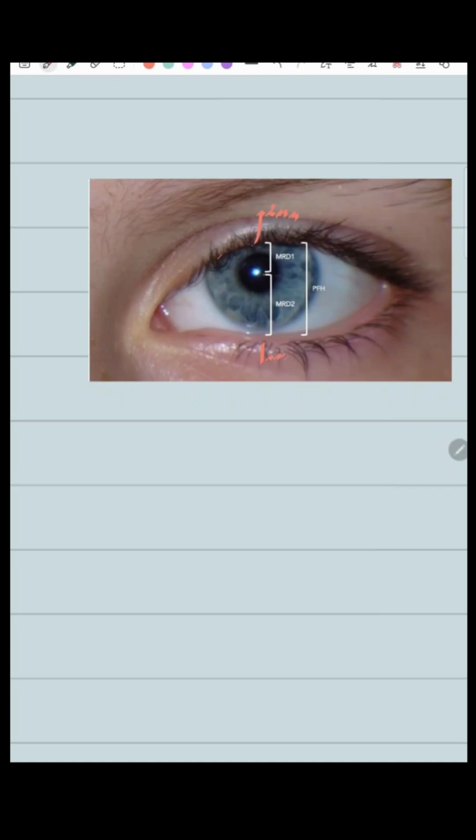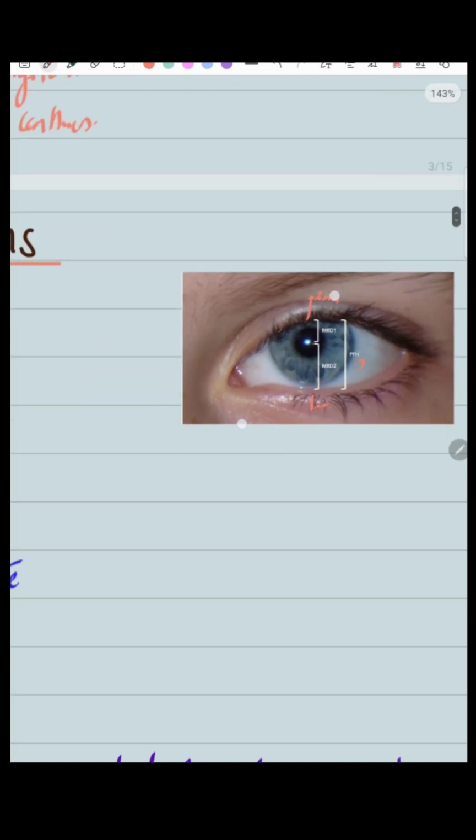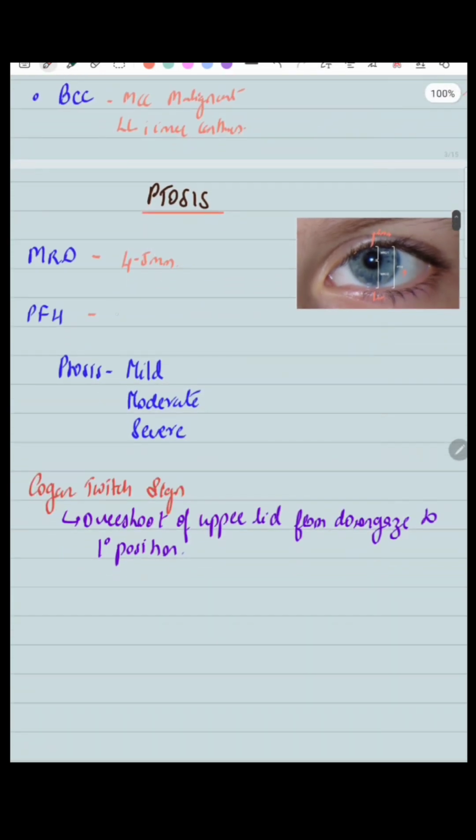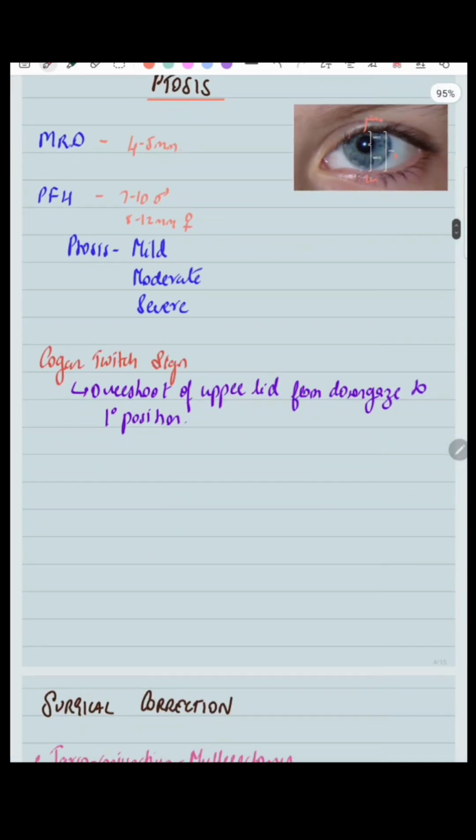This measurement is shorter in males. Palpebral fissure height is about 7 to 10 mm in males, and 8 to 12 mm in females. Ptosis may be graded as mild when it is up to 2 mm, moderate when it is 3 mm, and severe when it is up to 4 mm.